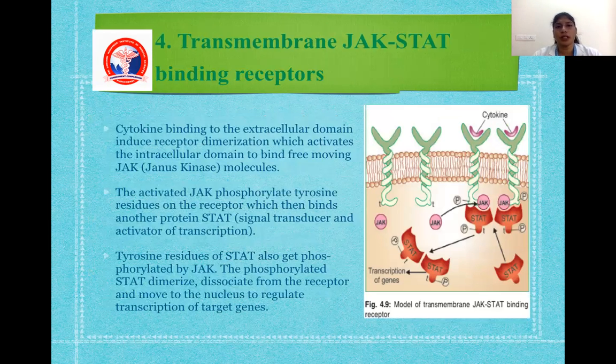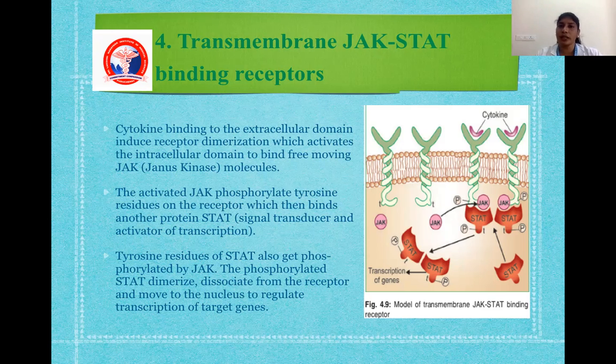The fourth thing is transmembrane JAK-STAT binding receptors. What does JAK-STAT mean? JAK means Janus kinase. So this receptor is also present in the transmembrane. It has 2 components. One is JAK, which is called Janus kinase, and STAT, which is called signal transducer and activator of transcription. When you get the signal, there is more activation of transcription. That is what it means.